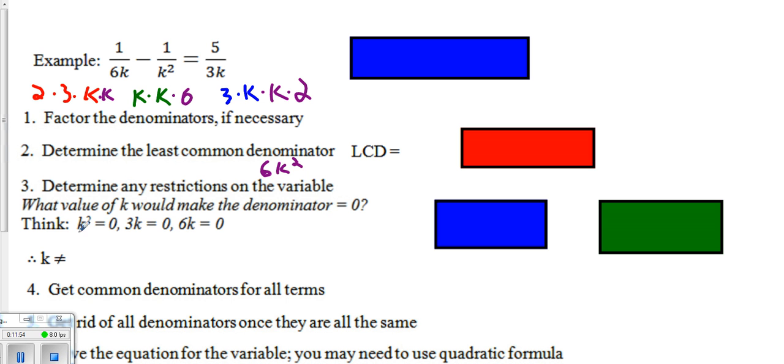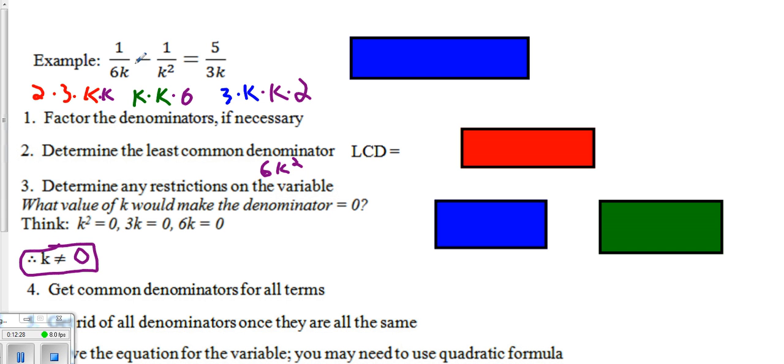So we're thinking k squared equals 0, or 3k equals 0, or 6k equals 0. Well, if k squared equals 0, what would k have to be? 0. So that's at least one of our excluded values. How about 3k equals 0? Again, that would make k equal to 0, so we can't have k being 0. What about 6k equals 0? Again, k would have to be 0. So our only restricted value is k cannot equal 0.